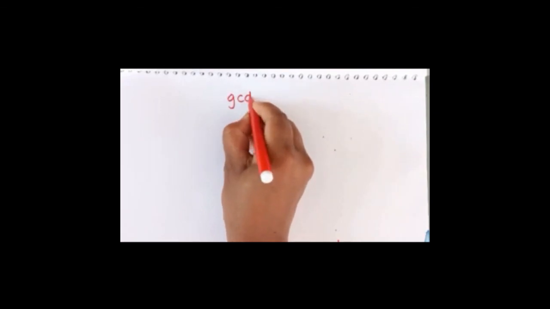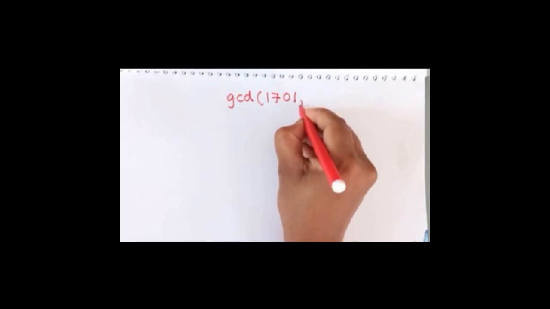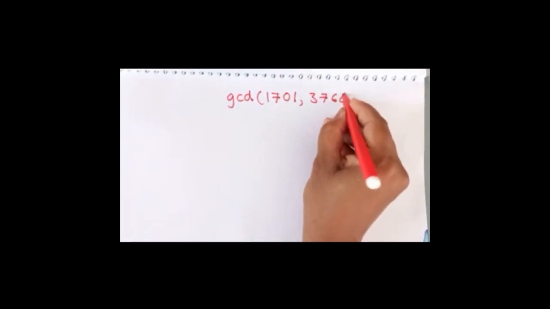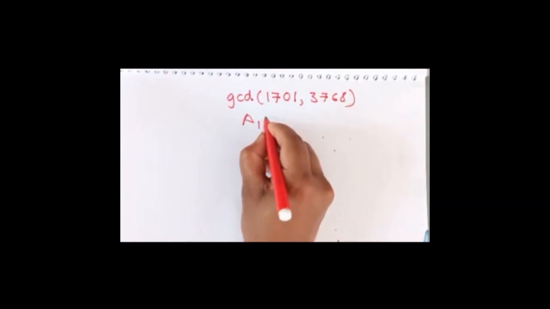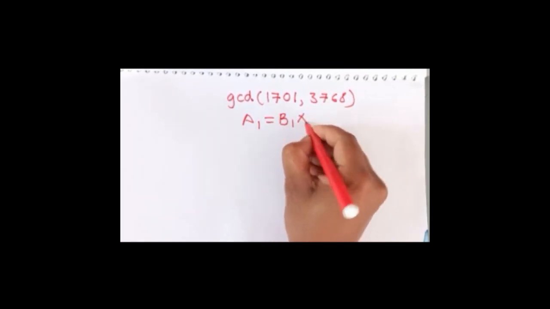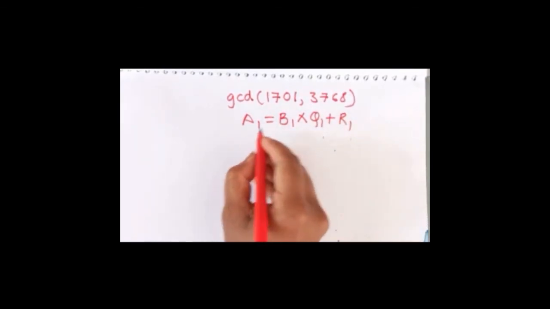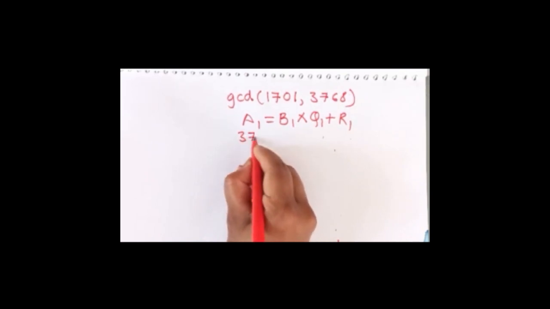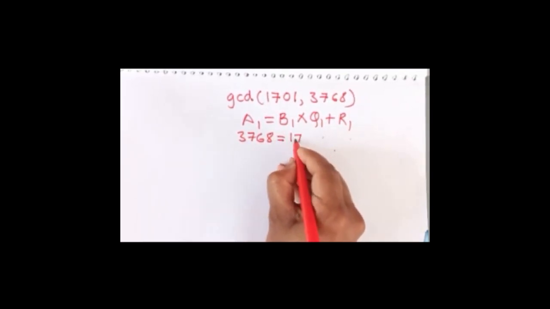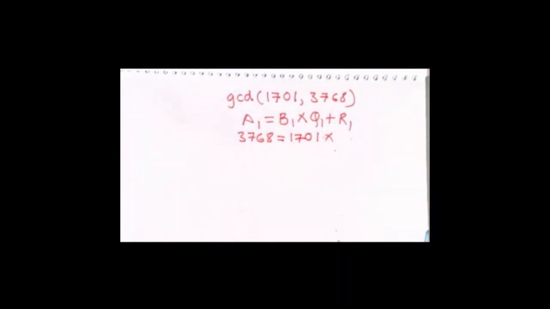Okay, I'll be taking a big question here. Find out the GCD of 1701, 3768. What expression do you know? A1 equals B1 into Q1 plus R1, right? Now the bigger number will come here, which is 3768, and the smaller number will come here, 1701. Now what to multiply to 1701 to get 3768, or just the smaller number?